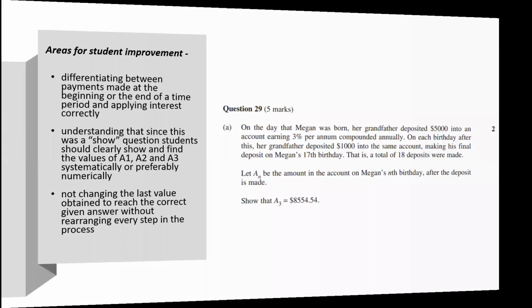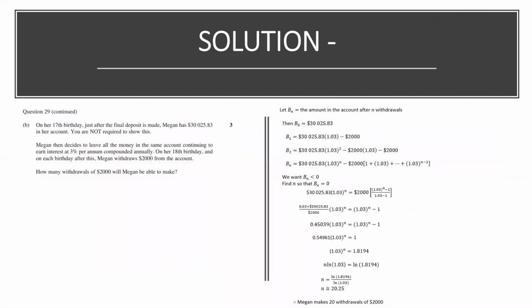After 29A, we moved to 29B. Now, 29B did not rely on 29A at all. In fact, the first line told them that after the 17th birthday, Megan has $30,025.83 in their account and do not show this. And most students read that correctly. We didn't have students who did attempt to show that, thankfully.